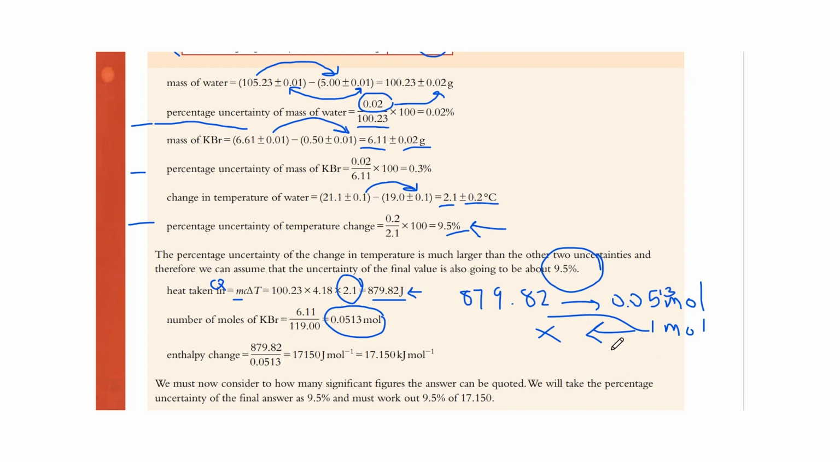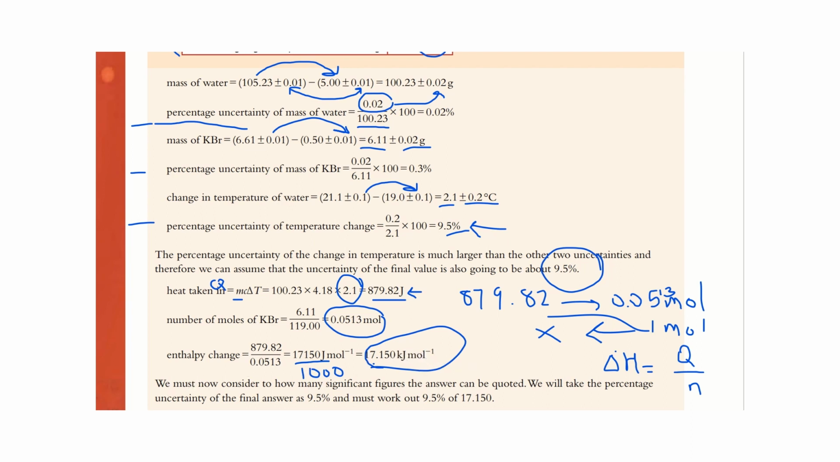Okay, and then the other way that you can look at it is that delta H is always calculated as Q divided by the number of moles. So either of these would give you the answer that you got here. Okay, and this is in kilojoules per mole. So remember that in order to calculate kilojoules from joules, we need to divide by 1000. So this would have been in joules. So when we divide this by 1000, okay, you would get 17.15 kilojoules per mole.